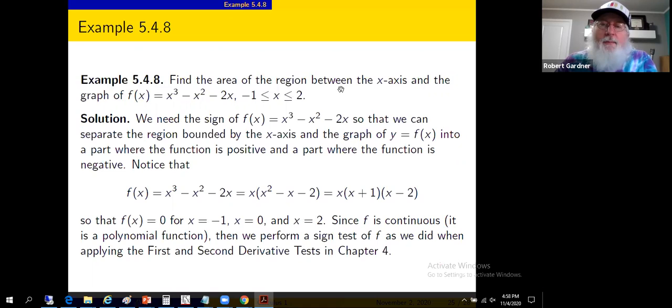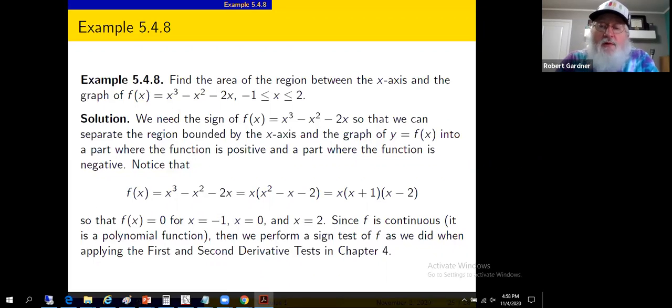They want to know the area between the x-axis and this function. So I need to know whether the function's positive or negative. We need the sign of that function. All right, well, can you factor this function? x cubed minus x squared minus 2x. I can factor an x out. And then we can factor the rest as x plus 1 times x minus 2. So the function factors like this. Well, this function then is 0 at x equals 0, at x equals negative 1, and x equals positive 2. So these 3 points here are where the function itself is 0. It's a continuous function, it's a polynomial.